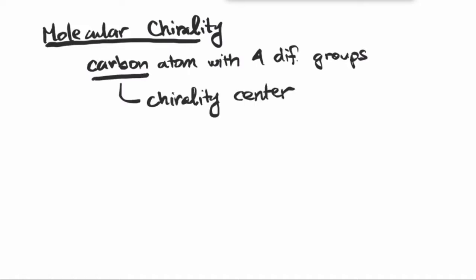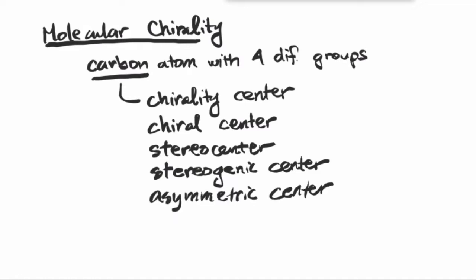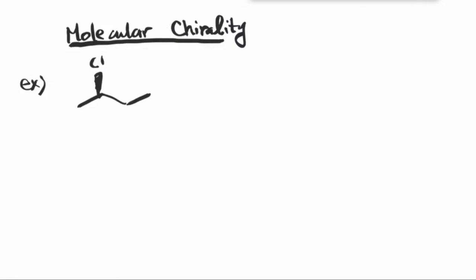And because organic chemists love to have multiple names for the same thing, you will often hear these interchangeable terminologies for the same concept. Sometimes it's called chirality center, sometimes it's called chiral center, or stereo center, or stereogenic center, or asymmetric center. And all these centers can also be interchanged with the word carbons. It could be an asymmetric carbon, a stereogenic carbon, etc.